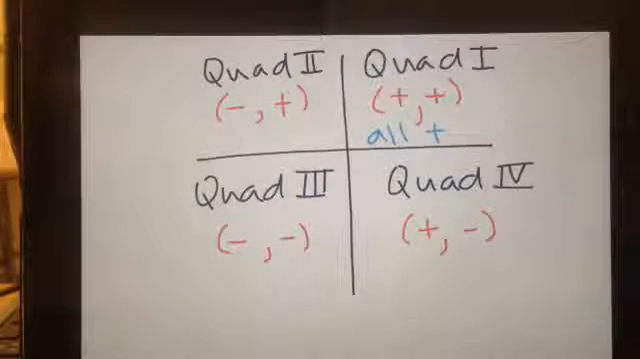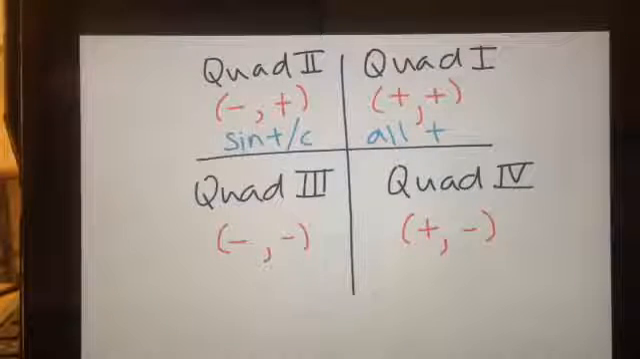In quadrant 2, the y-coordinate is positive, and so that means that sine is positive, and cosecant is positive because that's the one that goes with it. Cos would be negative, secant would be negative, and then because tangent is y divided by x, that would be negative, cotangent would be negative. So here, these are the only two that are positive.